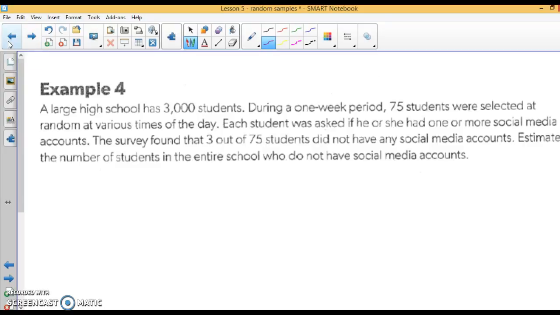During a 1-week period, 75 students were selected at random at various times during the day. Each student was asked if he or she had 1 or more social media accounts. The survey found that 3 out of 75 did have a social media account. Estimate the number of students in the entire school who do not have social media.